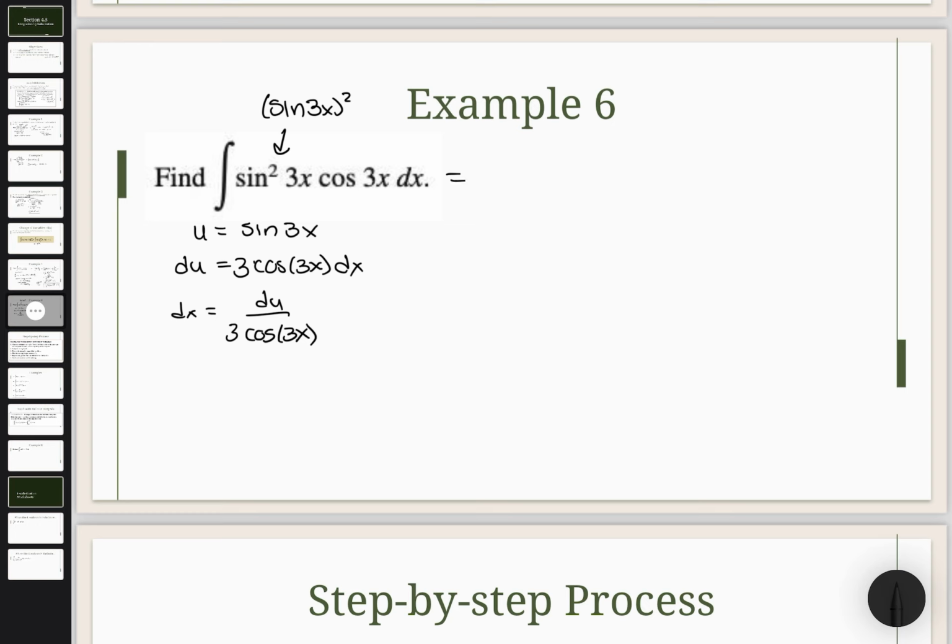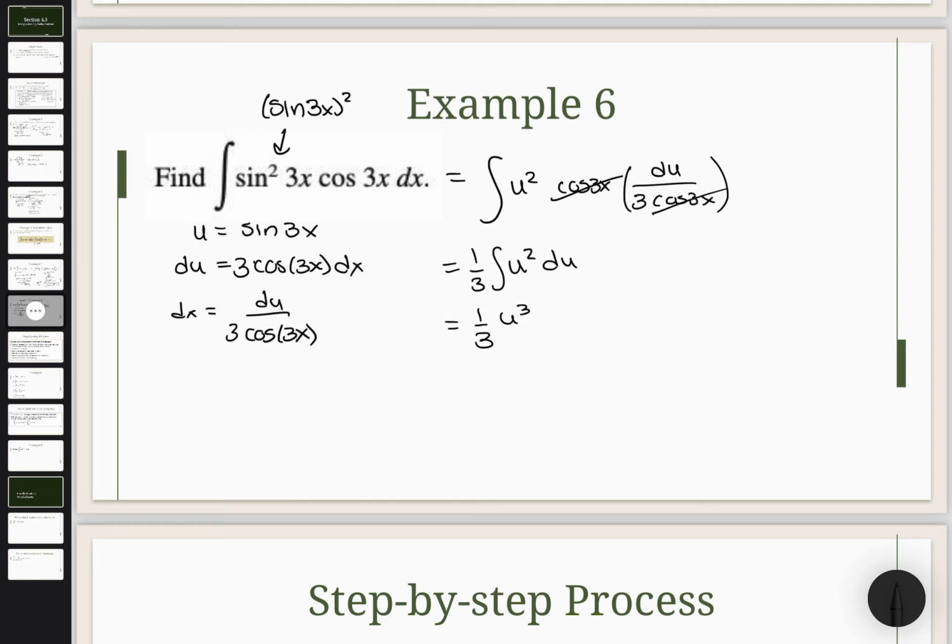Okay, let's do our substitution here. I'm substituting u for sine 3x, so that's going to give me u squared. And I still have this cos 3x over here, but then I'm also replacing the dx with du over 3 cos 3x, okay? Oh, this is lovely. The cos 3x, that cancels out. I have that 3 in my denominator. That's a constant, though, so I can go ahead and pull that out front. So what I'm left with is 1/3 the integral of u squared du, and you guys can integrate that. 1/3 u to the 3rd over 3 plus c. That's 1/9 u to the 3rd plus c.